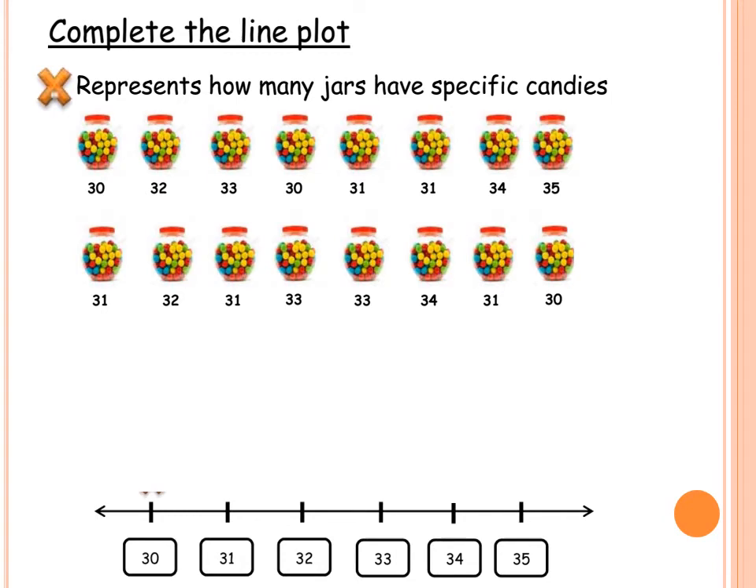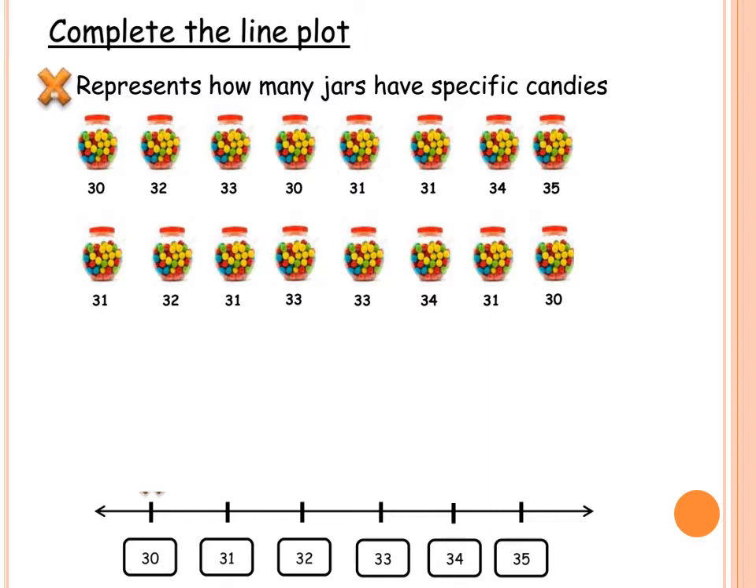And here is a question. Complete the line plot. Do you remember the line plot? Here we have this X represents how many jars have specific candies. We have here a number of jars. Each one has a different number: 30, 32, 33. So here we have a line plot and numbers. What are these numbers? The numbers of candies in each jar.